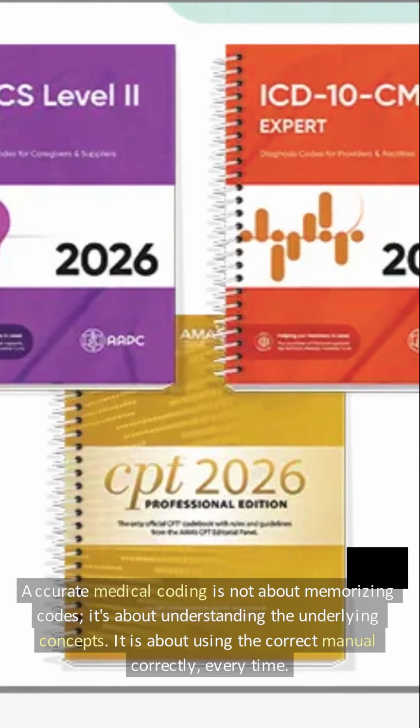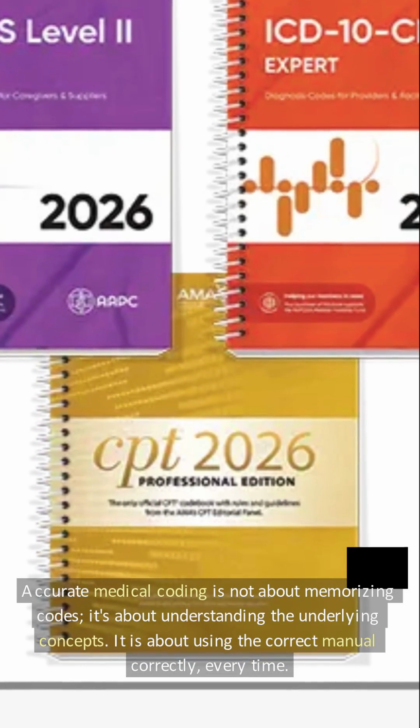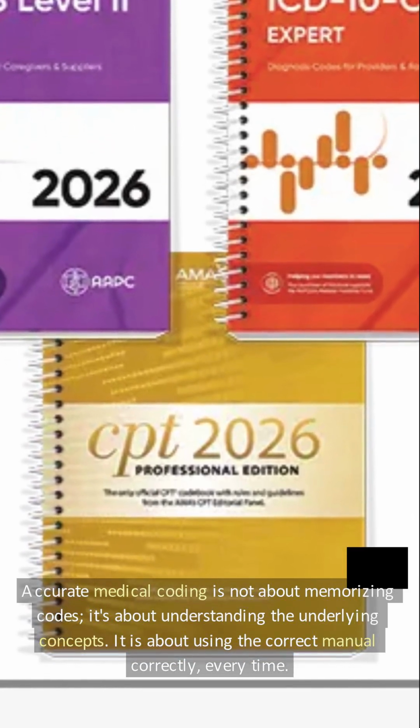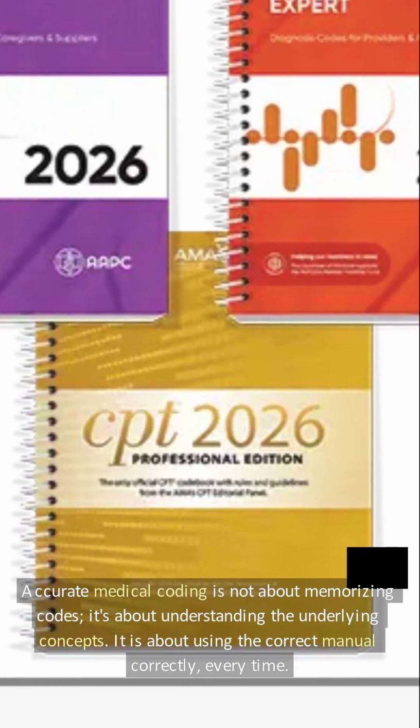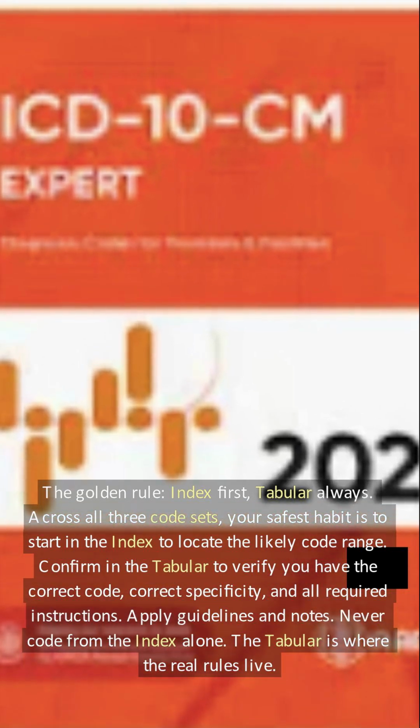Accurate medical coding is not about memorizing codes. It's about understanding the underlying concepts. It is about using the correct manual correctly, every time. The golden rule: index first, tabular always.